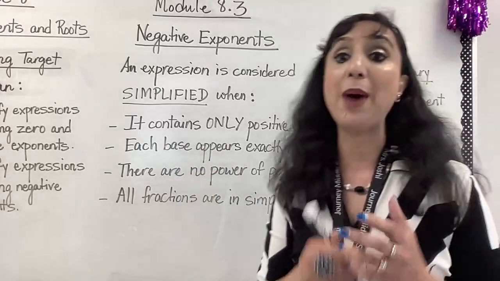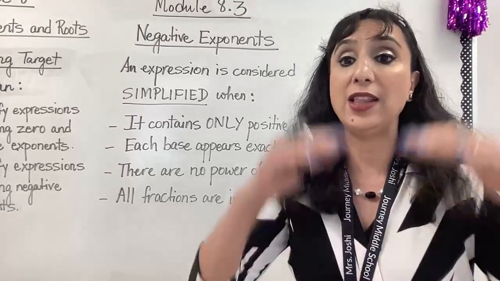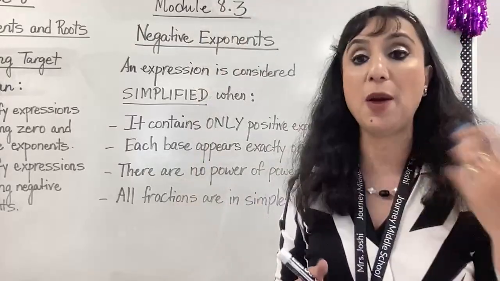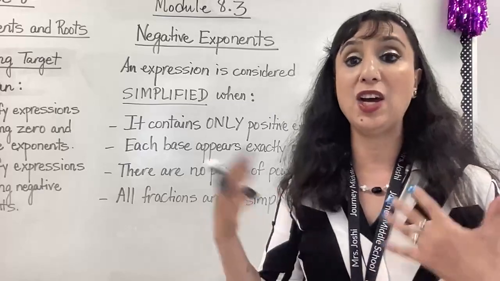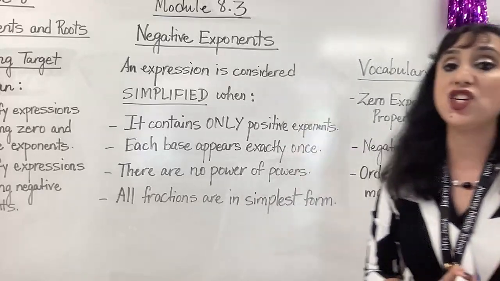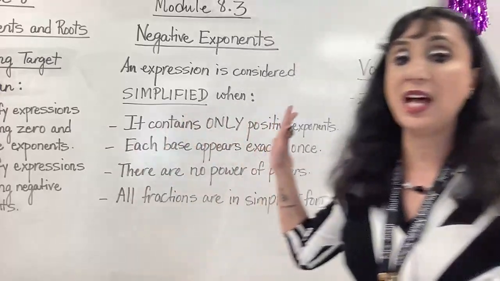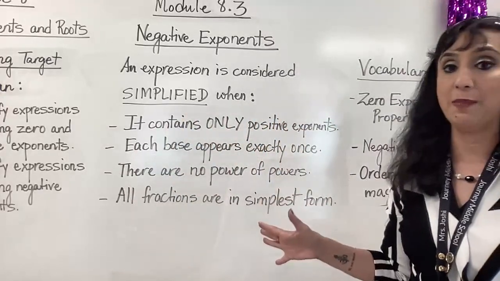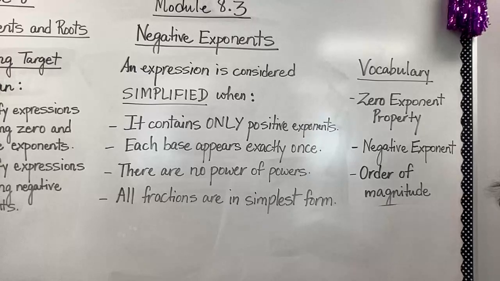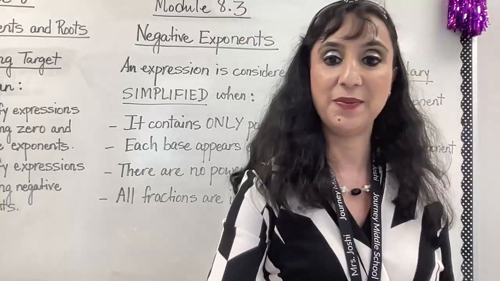There should be no power of powers. So I cannot say 2x squared and the whole thing cubed. I've got to use the power of power property, solve that and put it in the simplest form. And then all fractions are in simplest form here. So these are the 4 important things to remember when an expression is considered simplified. Okay, so let's go ahead and solve some problems.